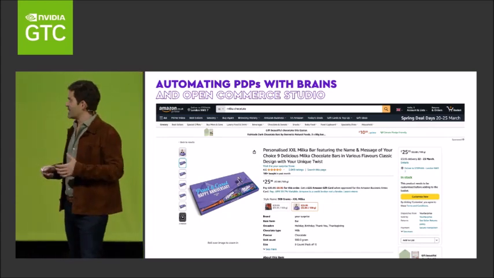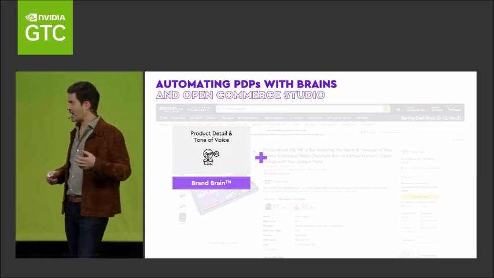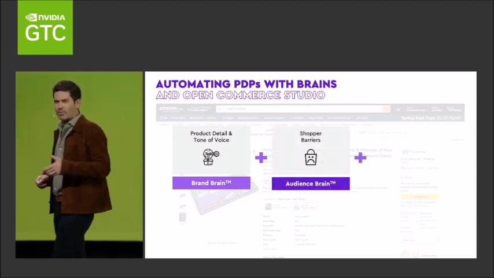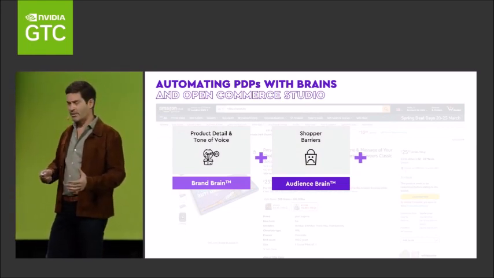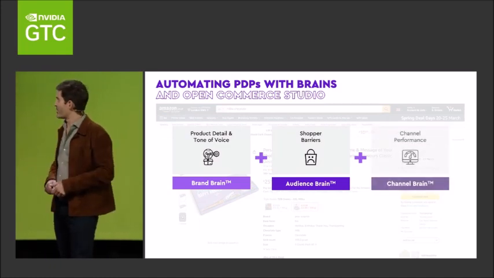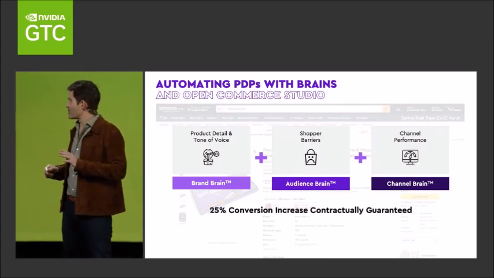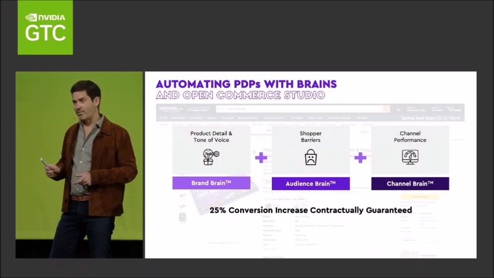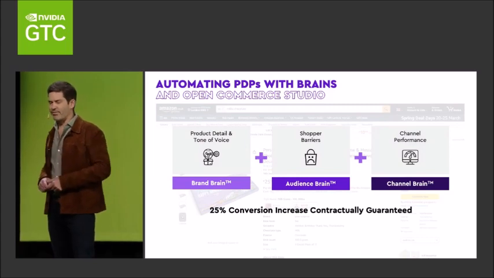So what we built is effectively a system that firstly ingests the product detail, so the actual attributes and claims and names of the product, the tone of voice, the way the brand wants to talk about their product. We combine that with a crawl of all the shopper barriers that we get from the reviews on the websites. So we look at all the customer reviews on a continuous basis, and we write new copy to address those shopper barriers. And then we add it to our knowledge of how the channels perform. And so combining those three things together, we've now been able to give clients a contractual 25% increase within the first 3 months on their baseline conversion. In reality, we're getting 40 to 50%, but this is already very significant.